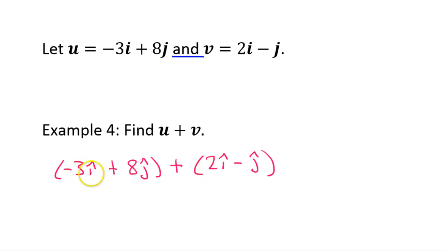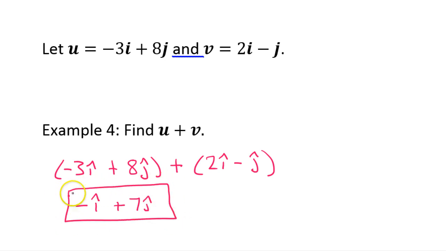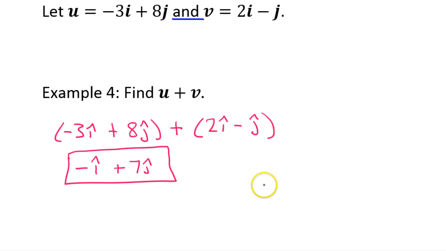We're just going to combine the corresponding components. So negative 3i and positive 2i, that's negative i. 8j minus j is 7j. Okay, this is almost insultingly easy.